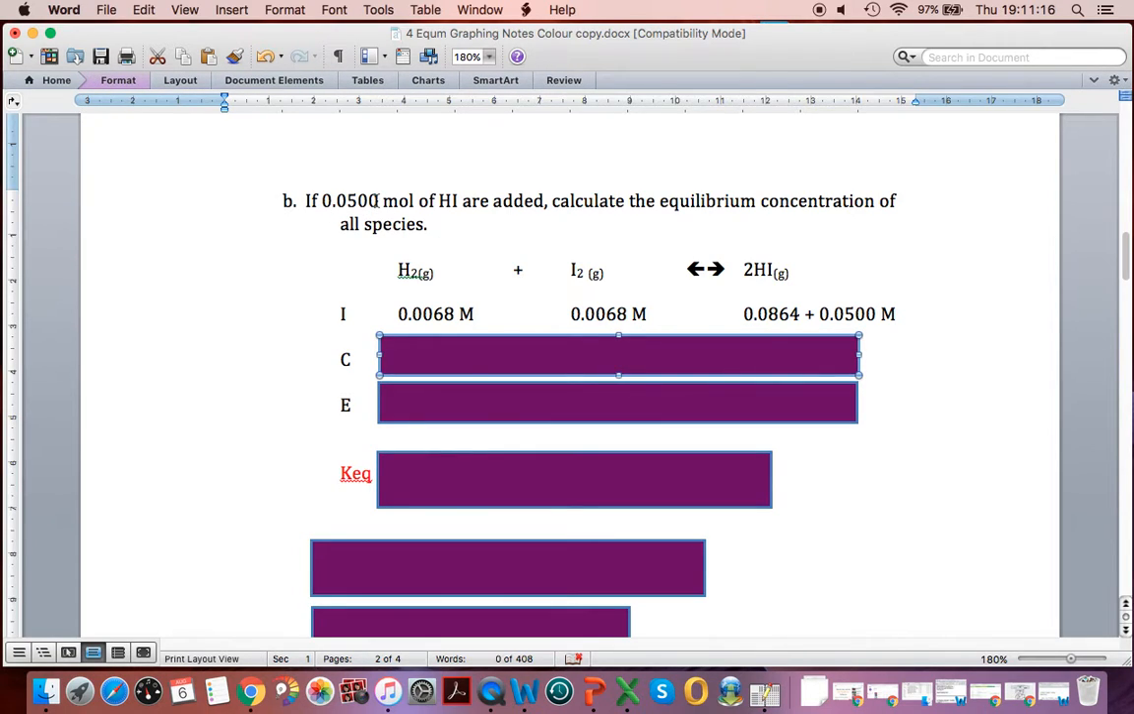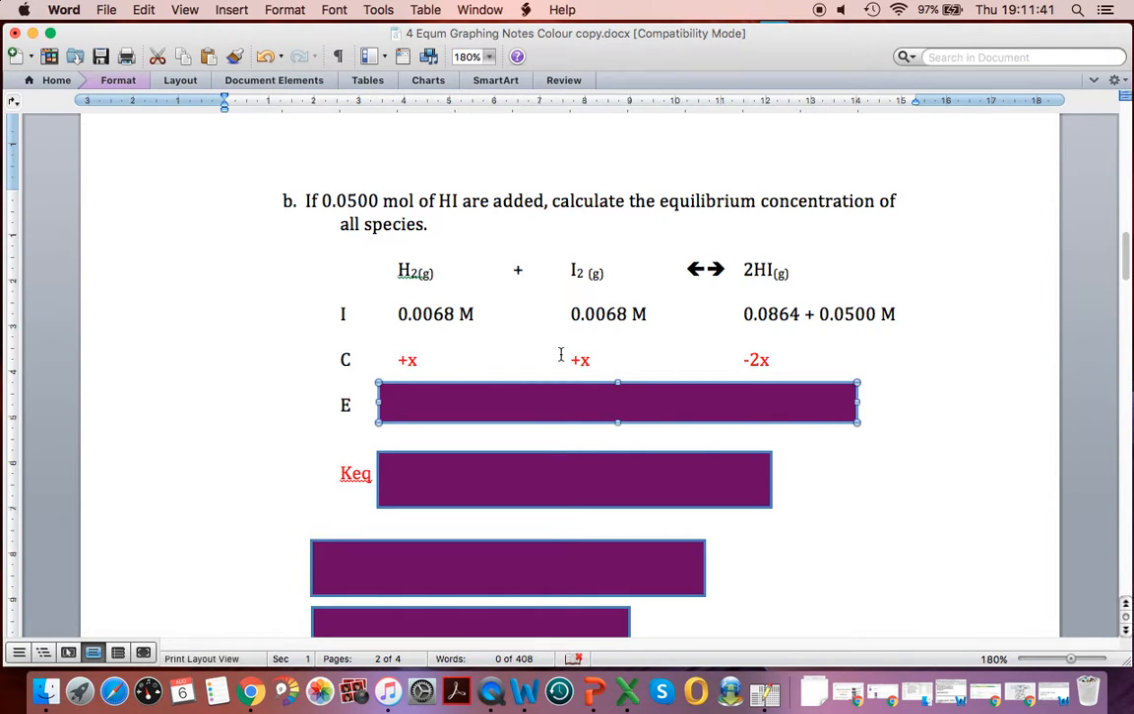Now the second thing we go through is we have a stress, and the stress is an increase in HI. And that is not the change, that's not the shift, that is the stress. And so the stress has already happened. So we have 0.0864 plus 0.0500, and since this has gone up, we know the equilibrium will shift to the left, and these guys will increase somewhat, and this will decrease somewhat.